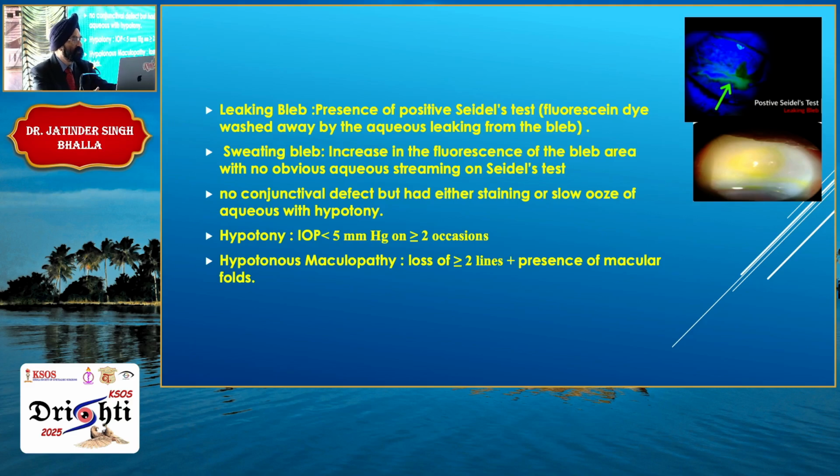So these are some of the terms that are commonly used in the publications. Leaking bleb is presence of positive CDL test, that is fluorescein dye being washed away by the aqueous. And sweating bleb is increase in the fluorescence of the bleb area with no obvious aqueous streaming on the CDL test. And there is no conjunctival defect in the sweating bleb, but it had either staining or slow ooze of aqueous with hypotony. Hypotony we label with IOP less than 5 mm mercury on more than 2 occasions, and hypotony maculopathy as loss of 2 or more lines plus presence of the macular folds.